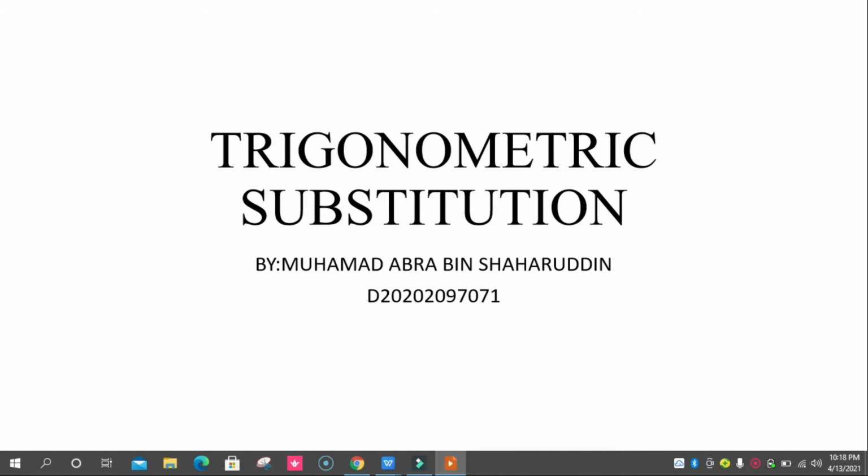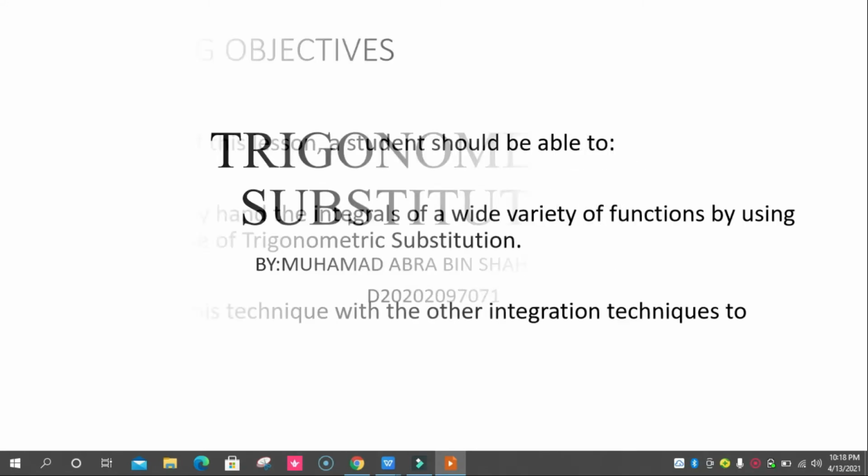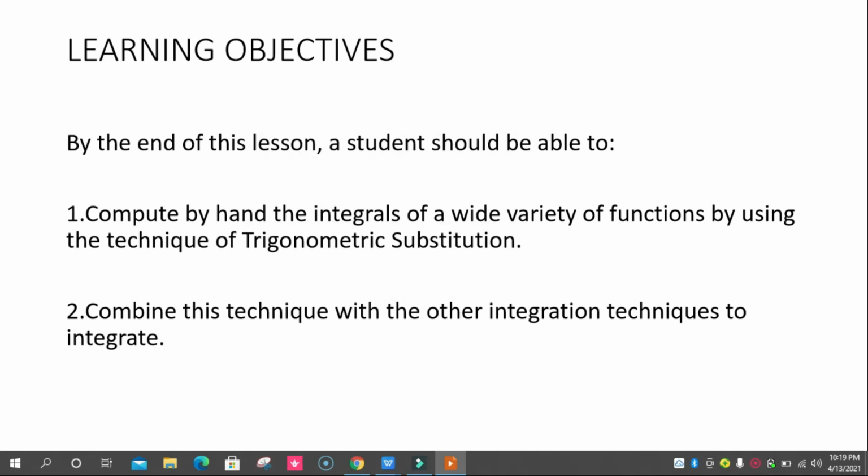Today I'm going to explain about trigonometric substitution. By the end of this lesson, a student should be able to compute the integrals of a wide variety of functions by using the technique of trigonometric substitution by hand. Also, students should be able to combine this technique with the other integration techniques to integrate.